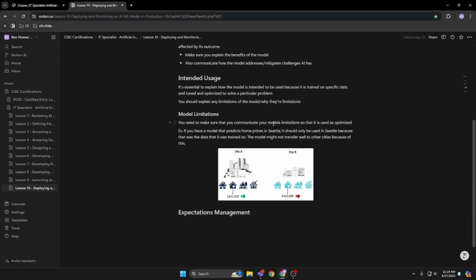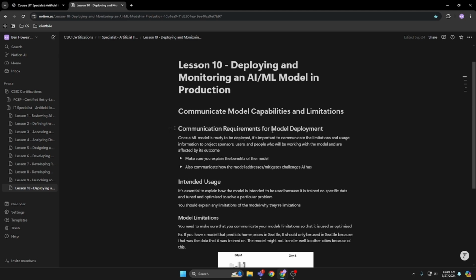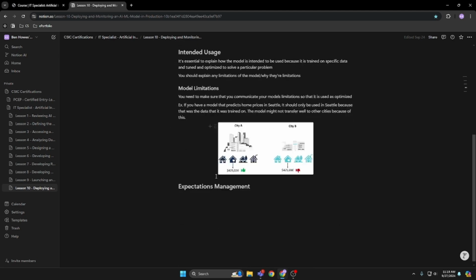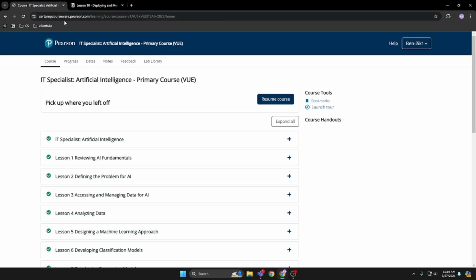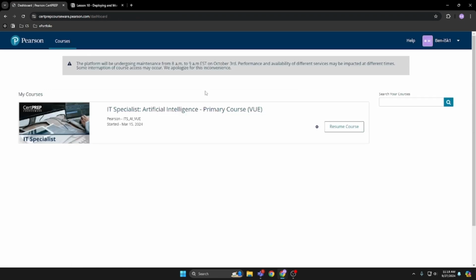And then I'm currently working through lesson 10. I haven't learned too much yet, but I'm having a couple issues with the course itself. I emailed the people at Pearson VUE to try to get some of the issues figured out. But yeah, that's how far I am through the course so far. I would show some of the labs, but they're not very hands-on. It's more of a click-through sort of lab. But yeah, that's everything that I've been working on in my IT Specialist Artificial Intelligence course.